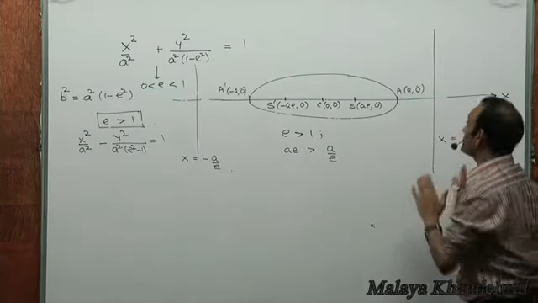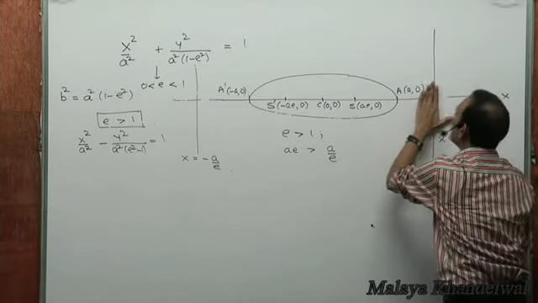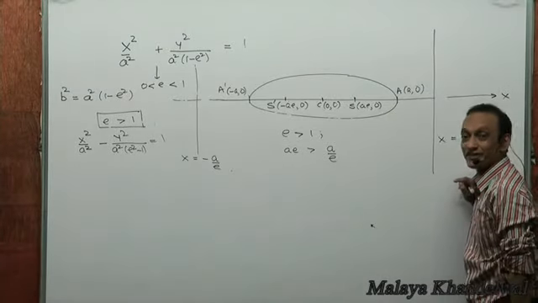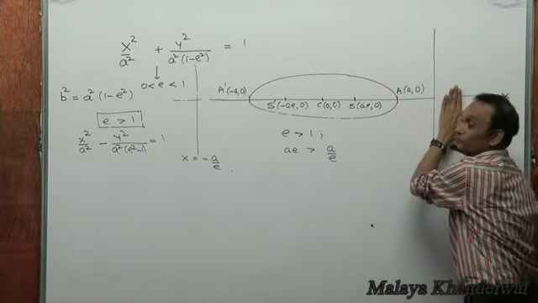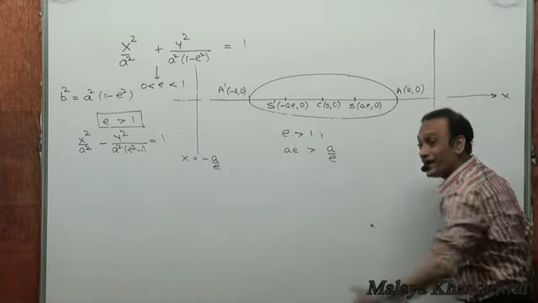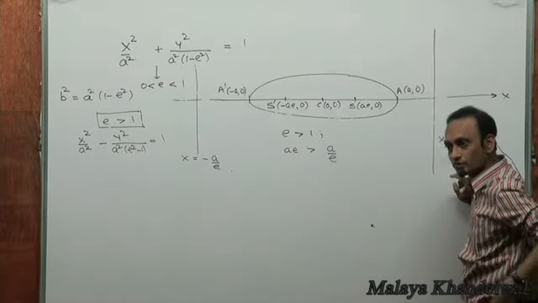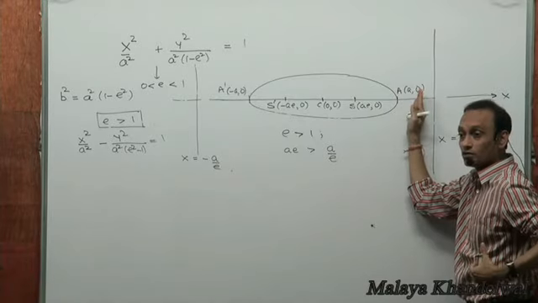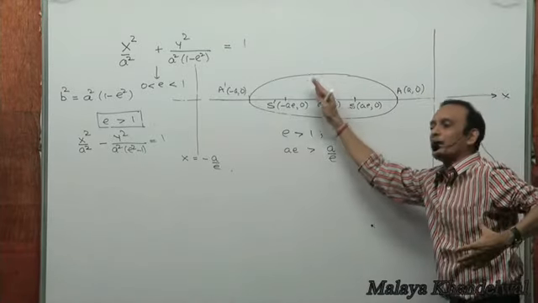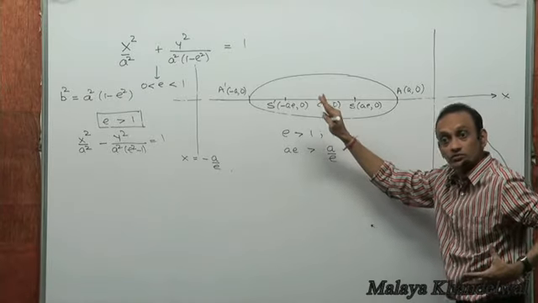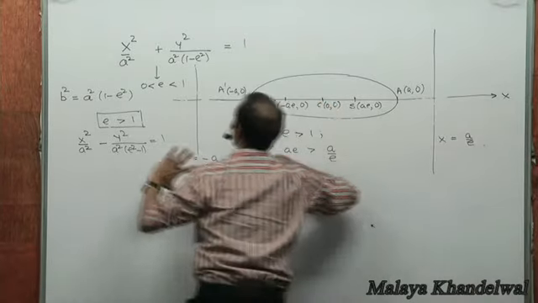Yes or no? That means this focus would be to the right, this directrix would be to the left. Yes or no? Then this focus would move to the right and the directrix would move to the left. Yes or no? Because A by E is smaller and AE is more. So AE would be to the right and A by E would be to the left. Yes or no? That means the same thing.